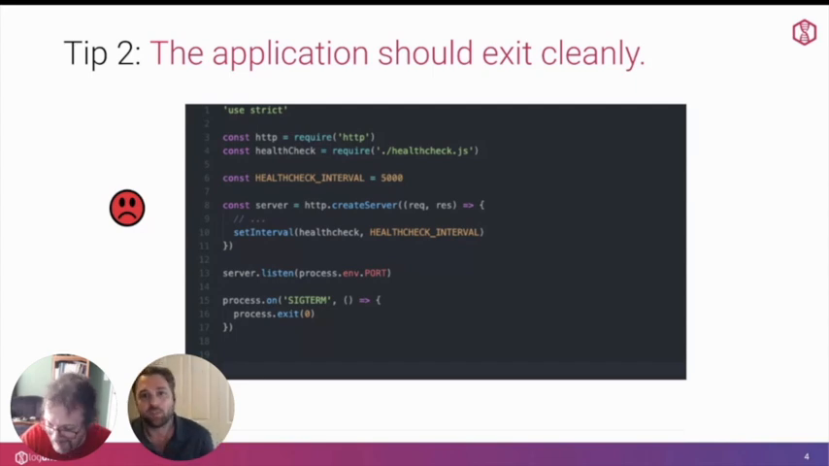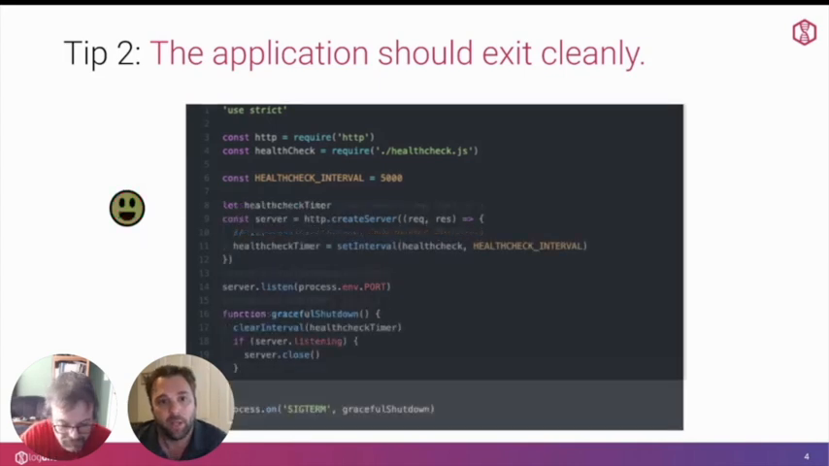Tip two: the application should exit cleanly. This one's important. If you're using process.exit in your code, you should probably stop. It's kind of like powering off your computer without a proper shutdown. That kind of thing can cause race conditions, corrupted files if you're reading from disk. It's just not something that you want to do.